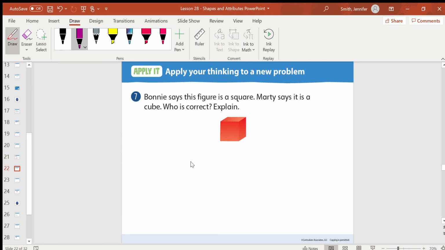Bonnie says this figure is a square. Marty says it is a cube. Who is correct? Explain. Pause the video and take a minute to explain who is correct and how you know. Make sure you take a picture of your work explaining who is correct and why, and share it with your teacher. Let's move on to the next problem.